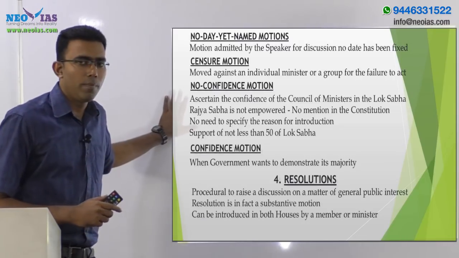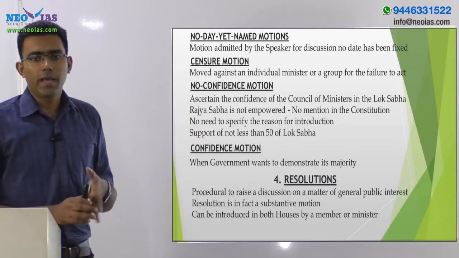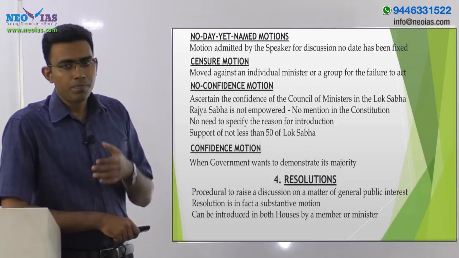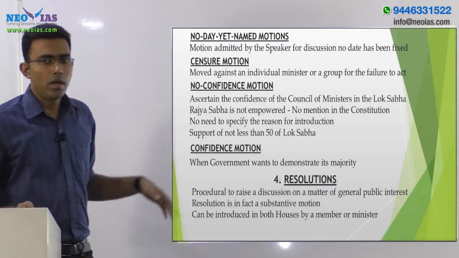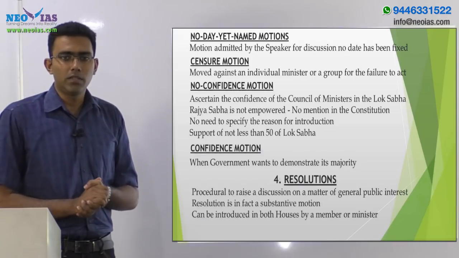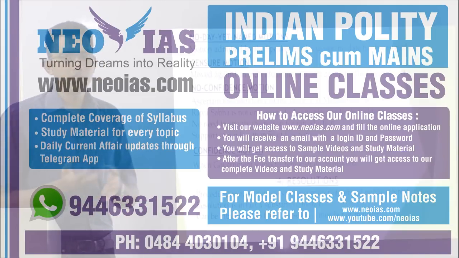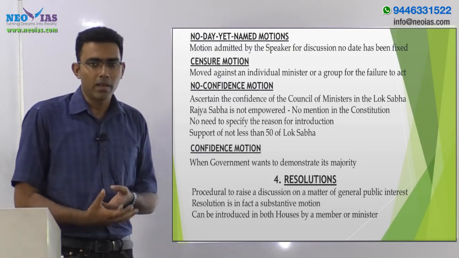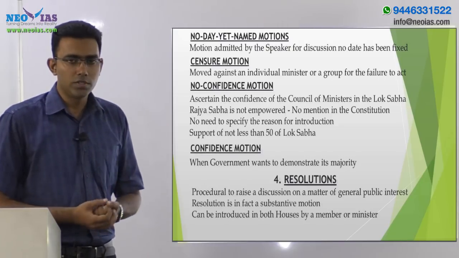Now the next most important part is the no confidence motion. This is the most important one. You all might know that the Council of Ministers is collectively responsible to the House of the People, according to Article 75. The responsibility regarding the confidence of the Lok Sabha has not been mentioned in the Constitution, but it is inferred. So in order to ascertain the confidence that the Council of Ministers commands in Lok Sabha, this particular motion, the no confidence motion, is used.